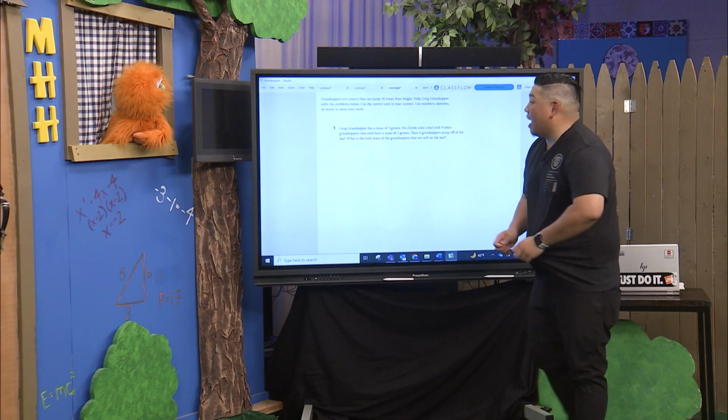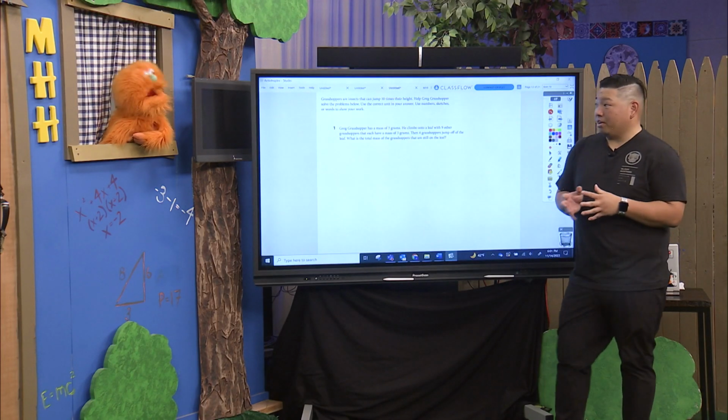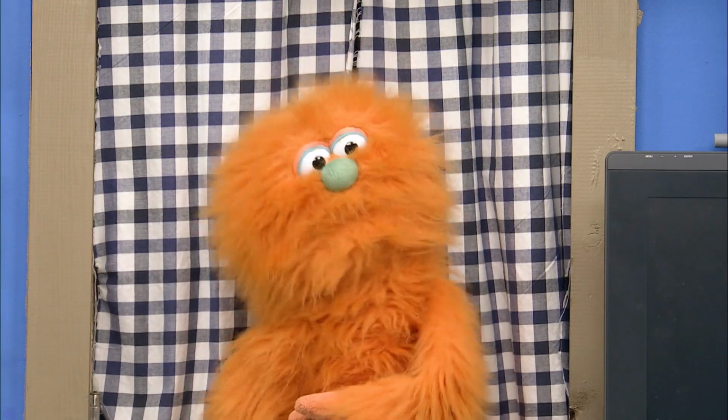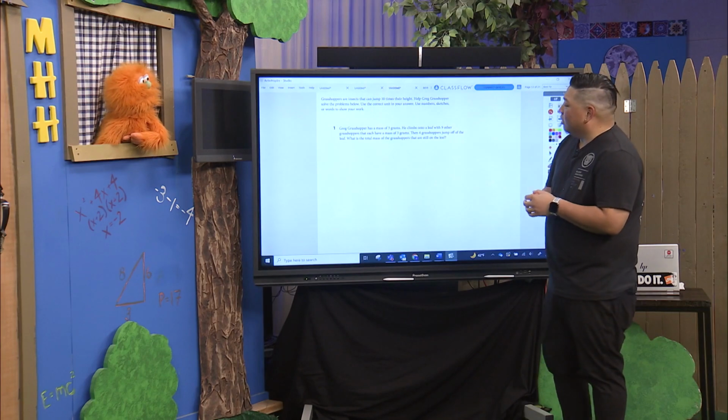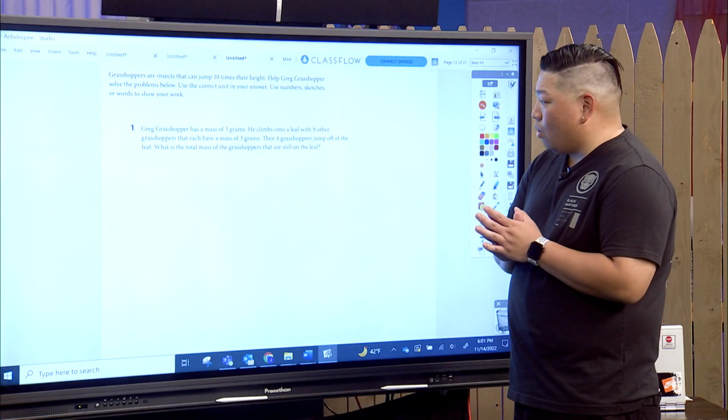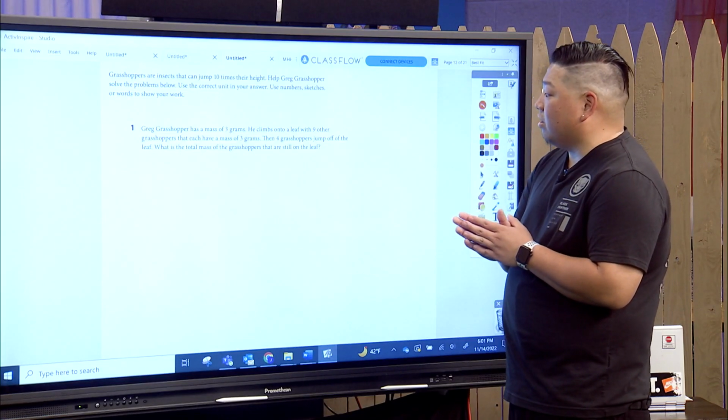All right, so there's a lot of layers here. It's a multi-step problem. And I know you like to read it one more time, right? So Greg Grasshopper has a mass of 3 grams. He climbs onto a leaf with 9 other grasshoppers that each have a mass of 3 grams. Then 4 grasshoppers jump off of the leaf. What is the total mass of grasshoppers that are still on the leaf?